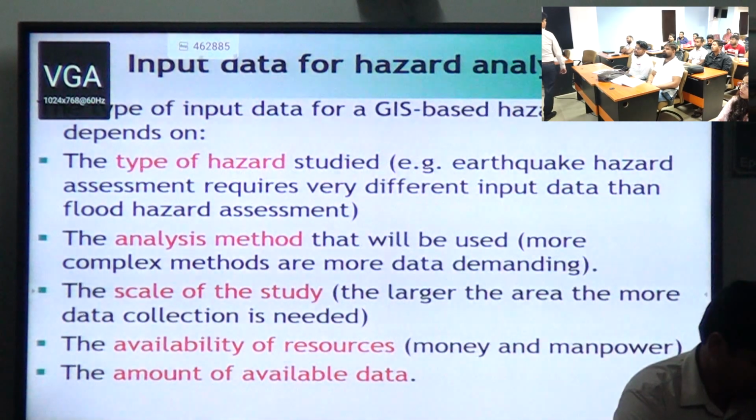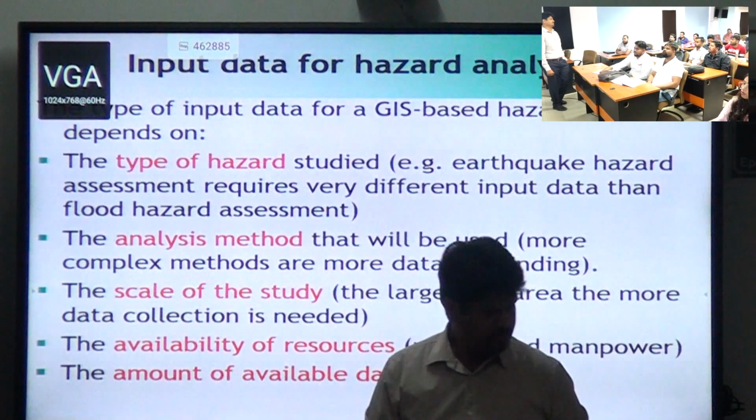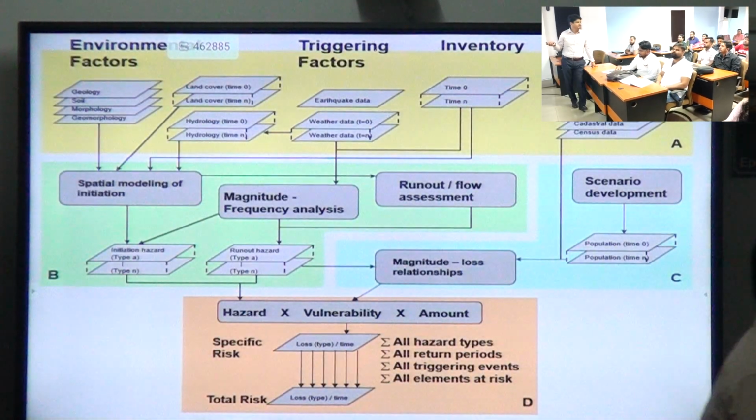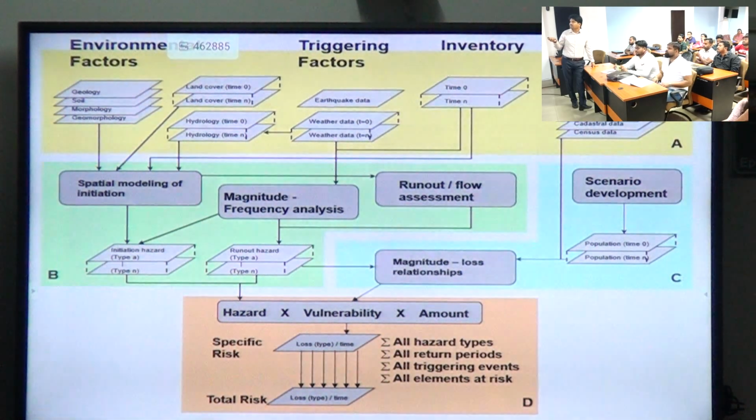Let's now go through a little bit more detail. In this case, this is for the landslide. Okay? There are many factors that we have to consider here. There are, what is this here?